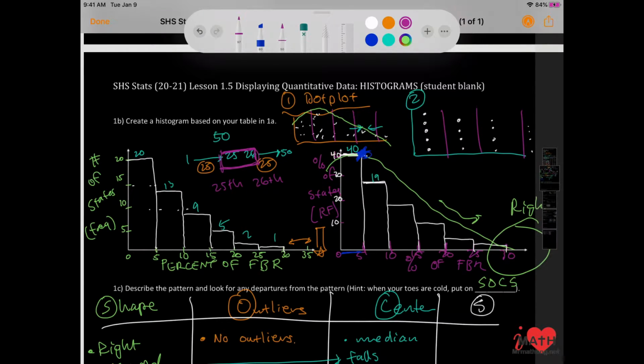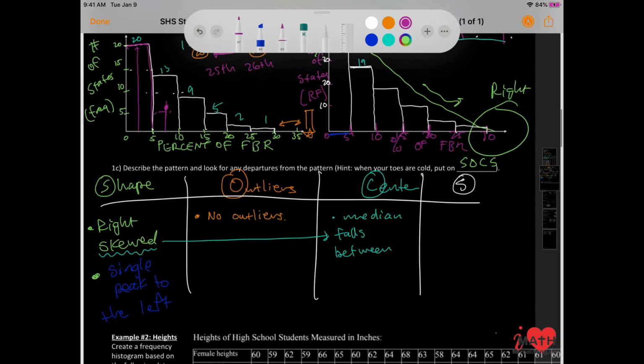That is our median. Okay, so count with me. Pretend this is like 1, 2, 3, 4, 5, 6, 7, 8, all up to 20. And then over here, this would be up to 25, because right there is 5. And then somewhere right there is my median. The 26th state is between the 5 and 10%. It falls between 5 to 10% of foreign-born residents.